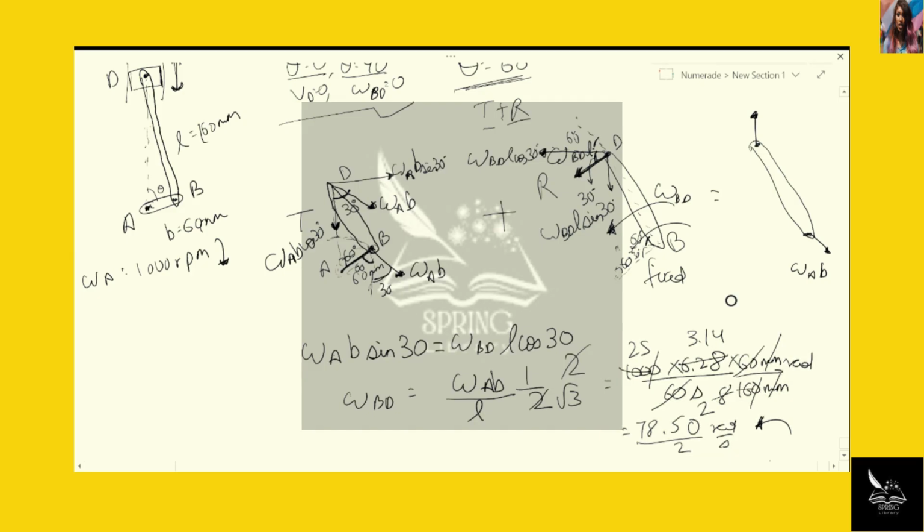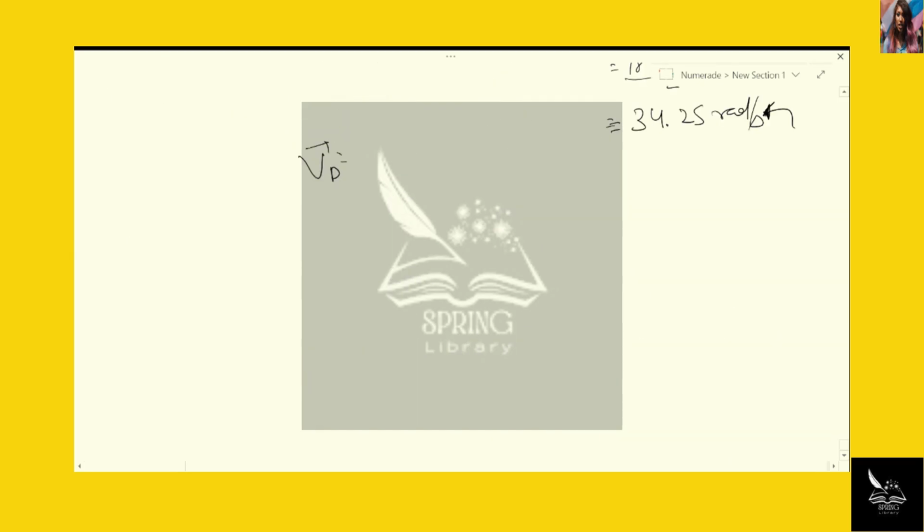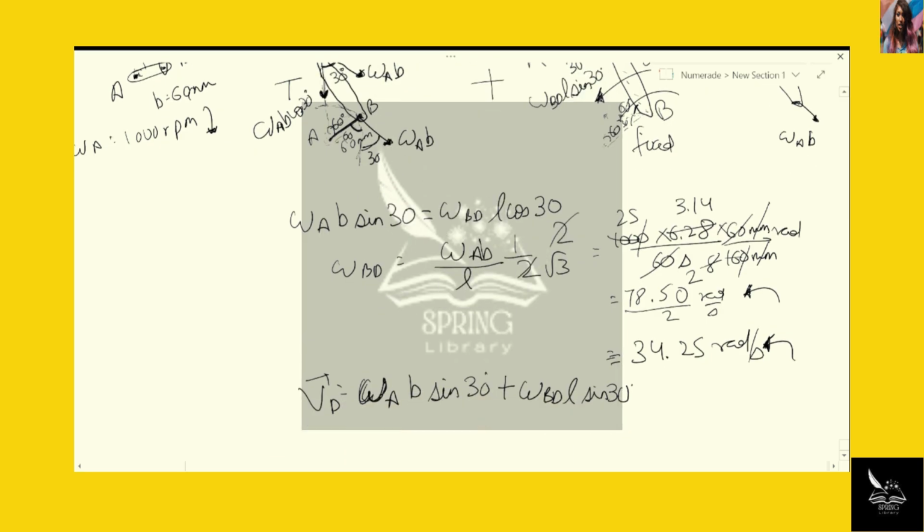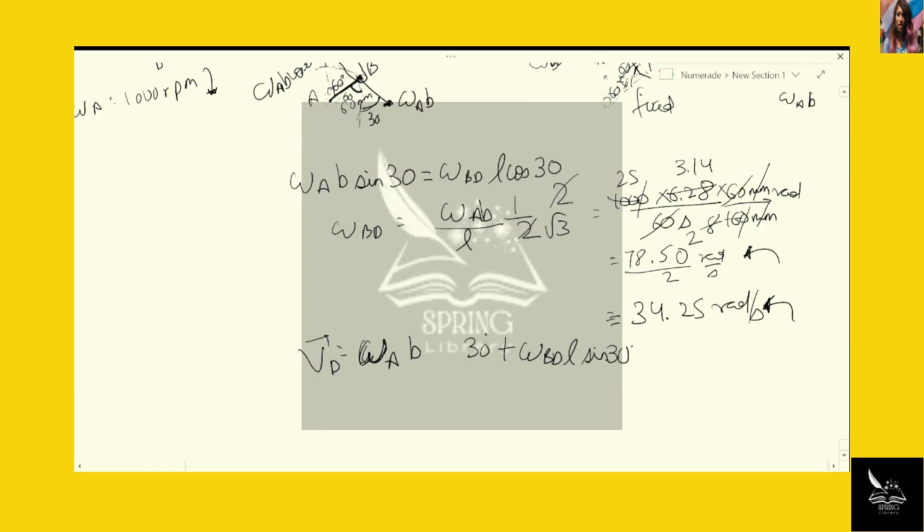So let's write down VD. VD is omega AB sine 30 plus omega BD L sine 30. I think this was cos 30. Let me just check quickly. Yeah, omega AB cos 30, and this was sine 30.